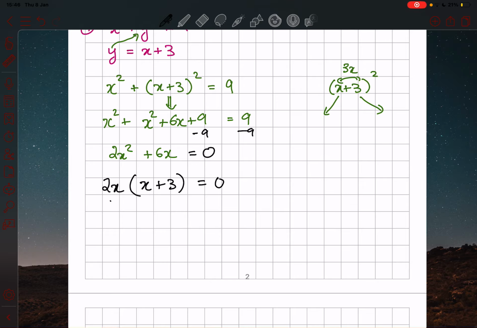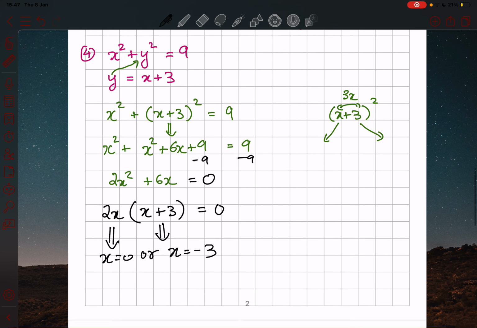So now we have two factors. If the first factor is equal to 0, that means x would be equal to 0. If the second factor is equal to 0, that means x would be equal to minus 3. Remember to use or and not and. So x is 0 or x is equal to minus 3.